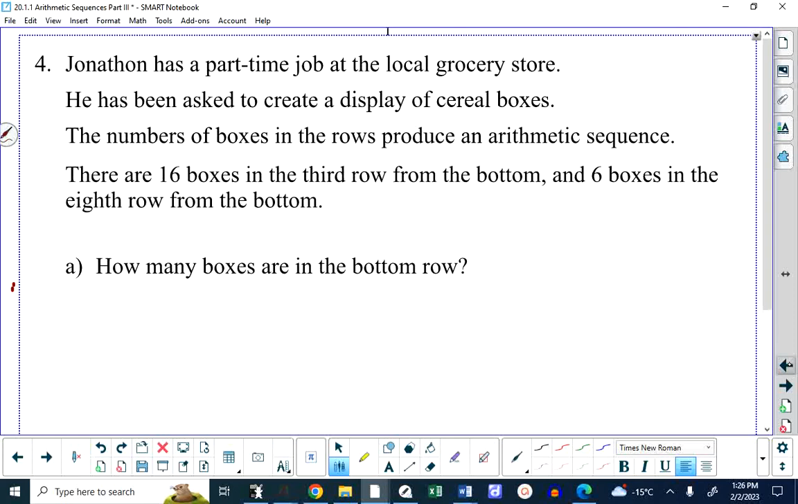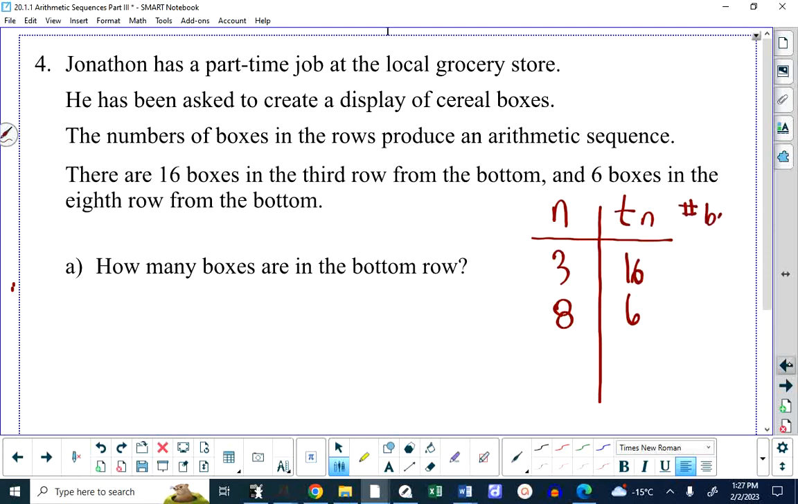The bottom line here is you can say, since there are 16 boxes in the third row from the bottom, that when n is 3, the term value is 16. By the way, when we set it up this way, since I'm told that it's the third row from the bottom, row becomes T1. T1 is the bottom row. And you're told that there are 6 boxes in the 8th row from the bottom, so when n is 8, this is 6.